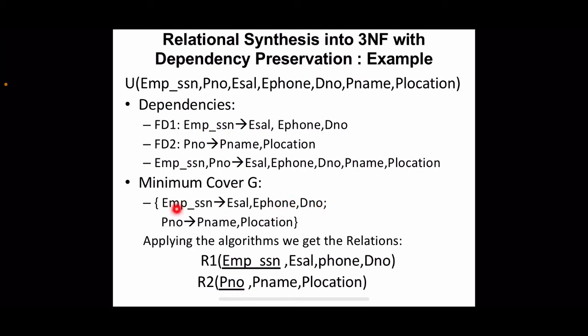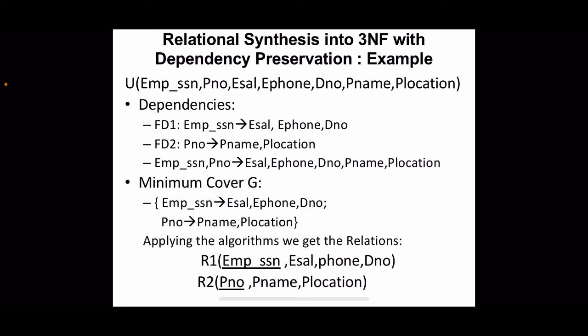So X is employee SSN, and at the right hand side we have employee salary, employee phone number and department number. We don't have any other dependency having the same employee SSN at the left hand side, right? So only one dependency is there. So form a relation for that. Okay, so we are forming a relation in which the attributes are X union Y. X is employee SSN and Y is employee salary, phone number and department number. And what should be the key for this relation? The X part itself, that is employee SSN, will act as the key for this relation. So first dependency is over.